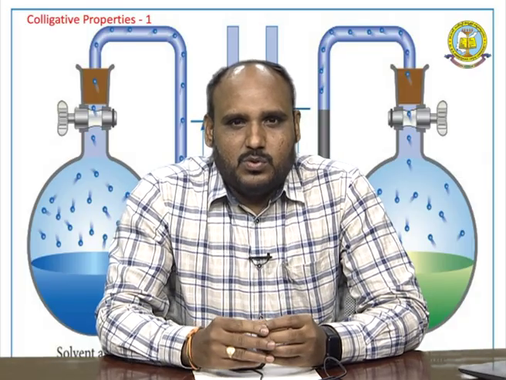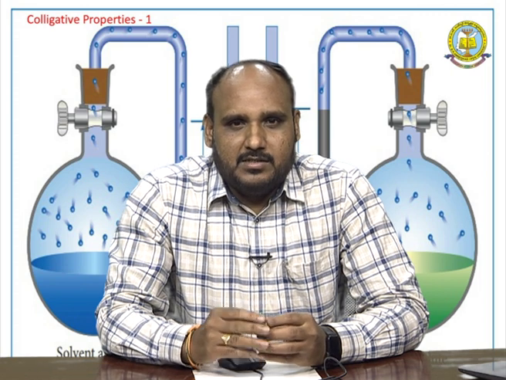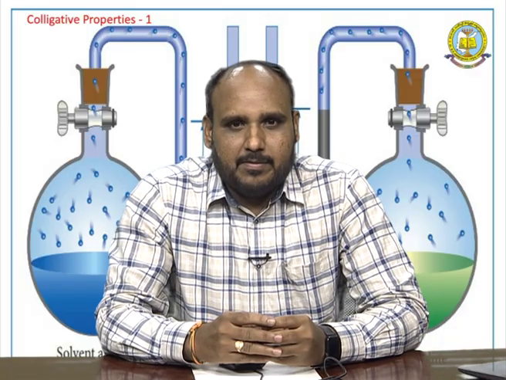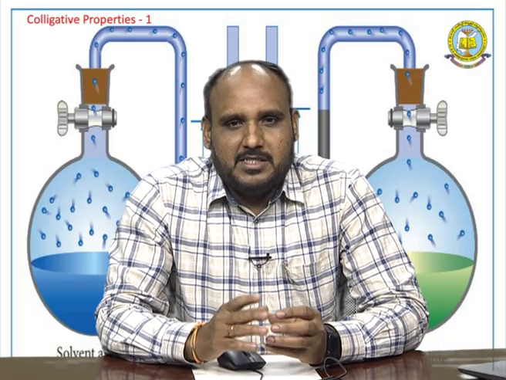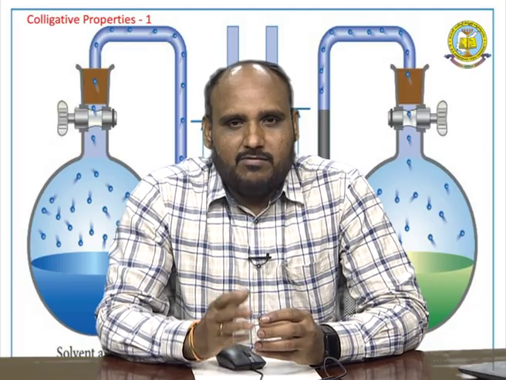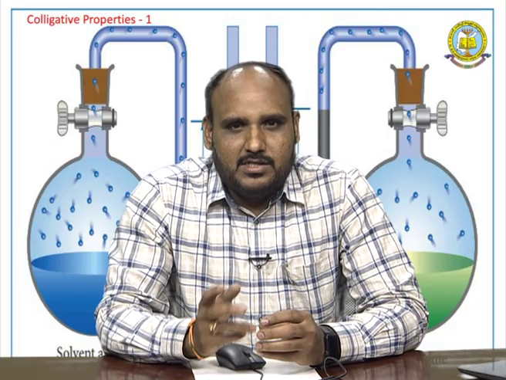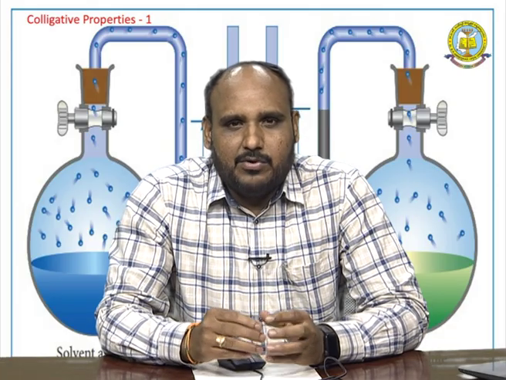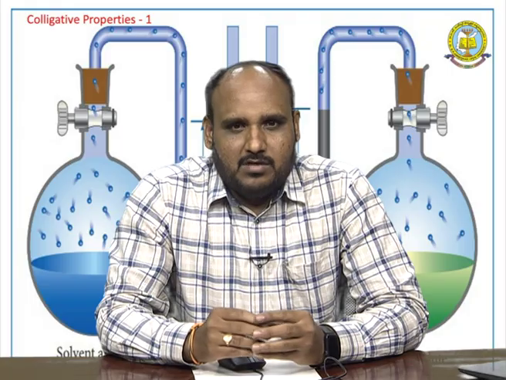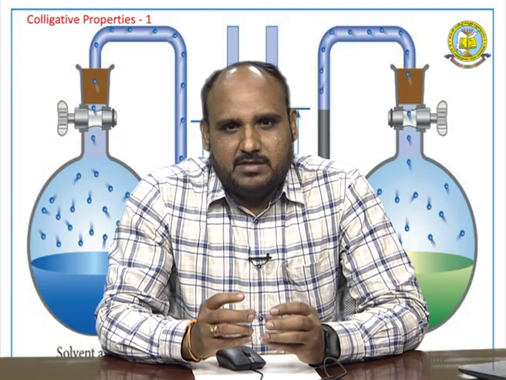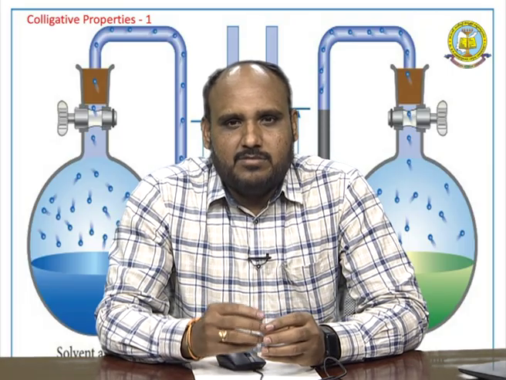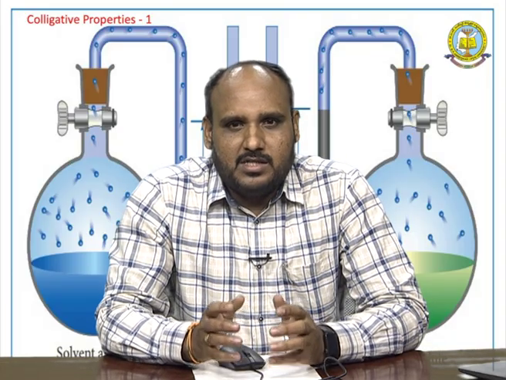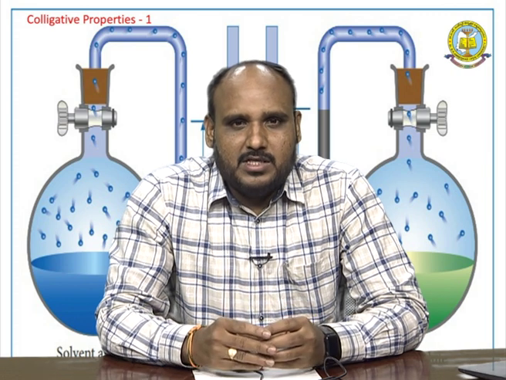Before going to know the colligative property, we have to know the solution. How is a solution made up? A solvent is mixed with a solute to form a solution. In that solution, the major component is the solvent and the minor component is the solute. When a minor component is mixed with a major component to form a solution, what are the properties of this solution? That is what we are going to describe in this chapter.